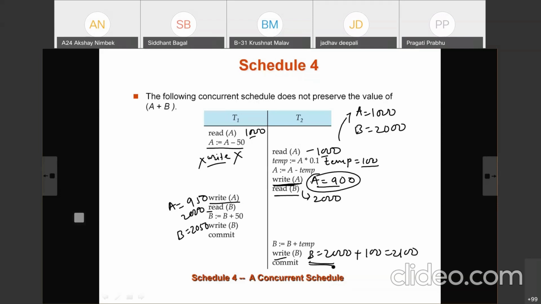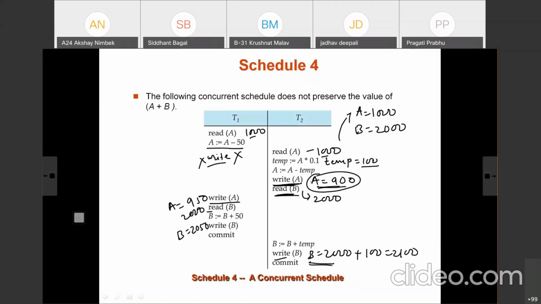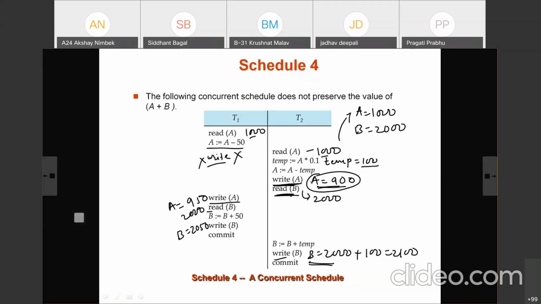See, once again, up to this you have seen, write A, it is 900. It reads the value of B. Now what value does it read? 2000. Then here it writes the value of A, that is 950. It reads the value of B, 2000 as it is. Add 50, it becomes 2050. Write the value of B. Then it performs B is equal to B plus temp, where temp is 100. So at the end, what is the value of A and what is the value of B? Who performed the final write operation? T1 or T2?